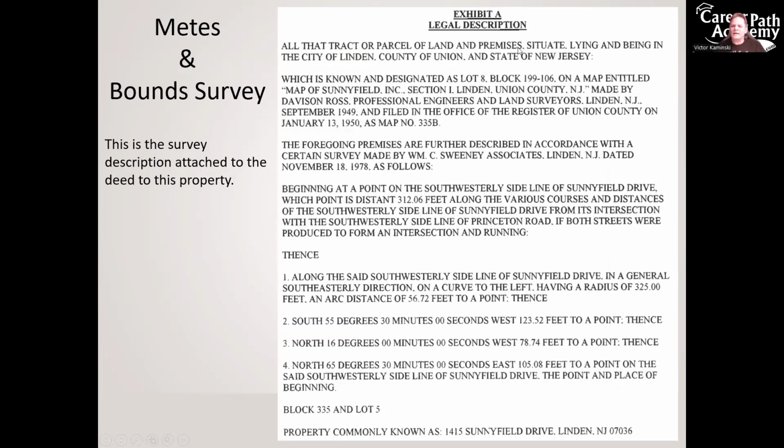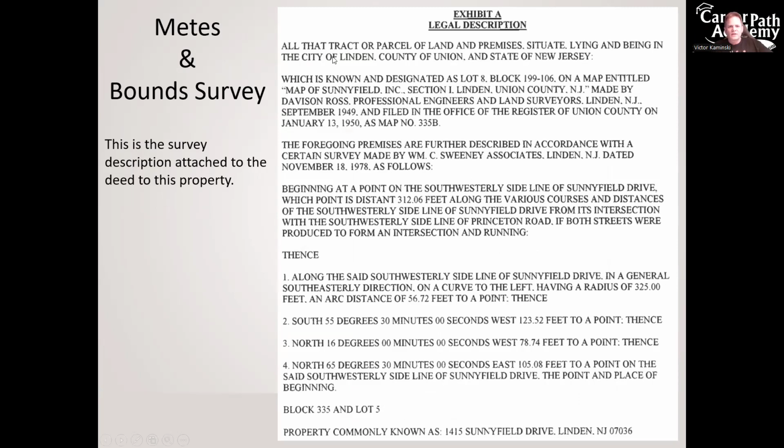Now, this is the way that a legal description would read. So I'm showing you a copy of this survey. Here's how the legal description reads in the survey, in the original survey by the developer who developed this whole area and built all these homes in the area.